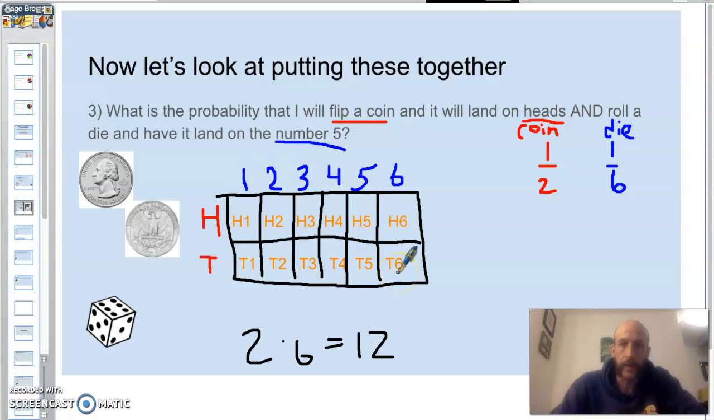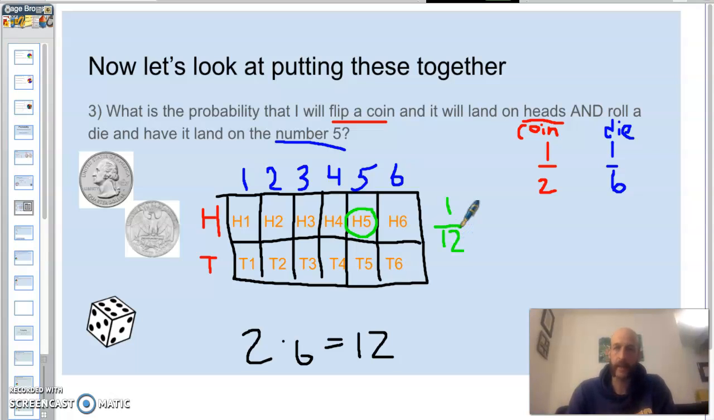Okay? So let's go back to the question. We're looking for the probability of getting a heads and a 5. There is only one square that has a heads and a 5. It's right there. So there are 12 possible outcomes. Right, we just named them all, but there's only one that gives us a heads and a 5. So the probability of flipping the coin and getting a heads and then rolling a 5 is 1 out of 12.